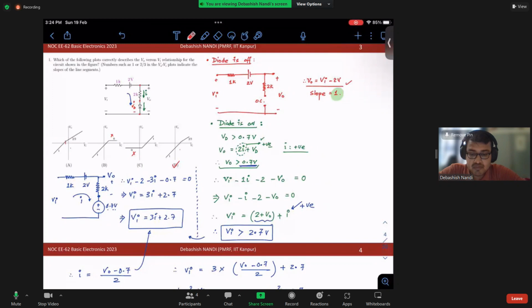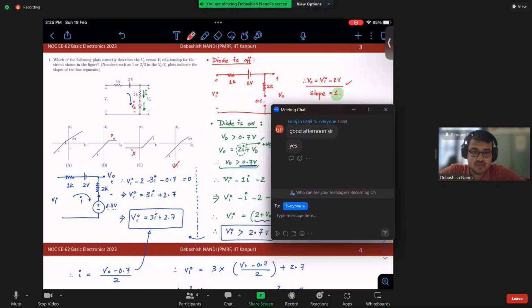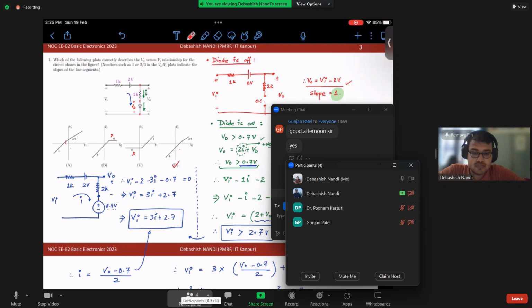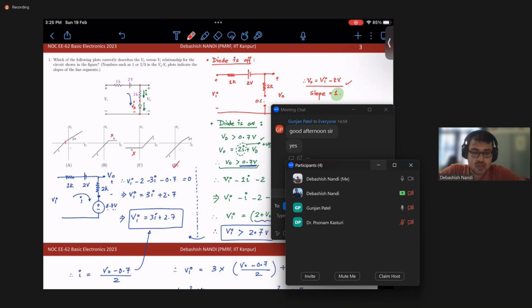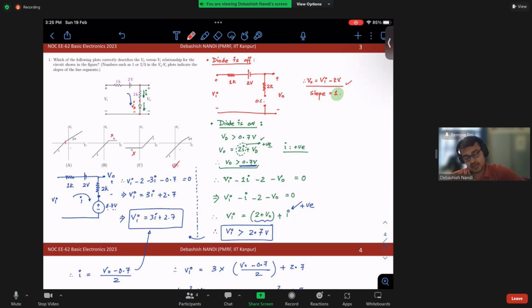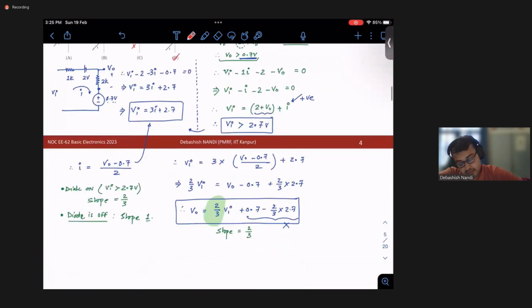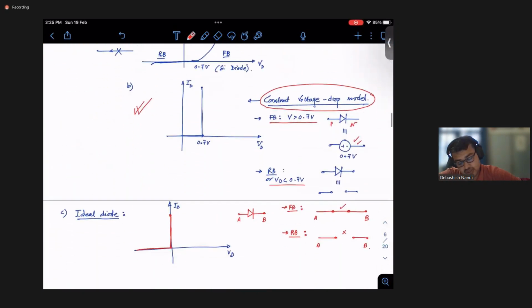Now, can you please unmute and tell me whether you have understood this completely or you want me to explain any part? Anyone? Understood, sir. Understood, sir. Right? Okay, fine. So if this is understood, the next few problems will be a piece of cake, right? So let's move on to the next problem.